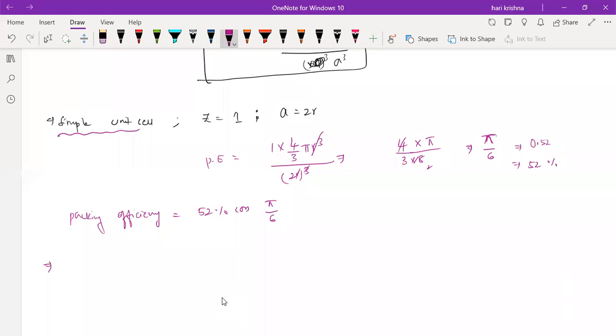Similarly, will you do it for FCC and BCC as homework for the next class? Yes, sir. Okay. Do that one. Any doubts in today's class? No, sir.